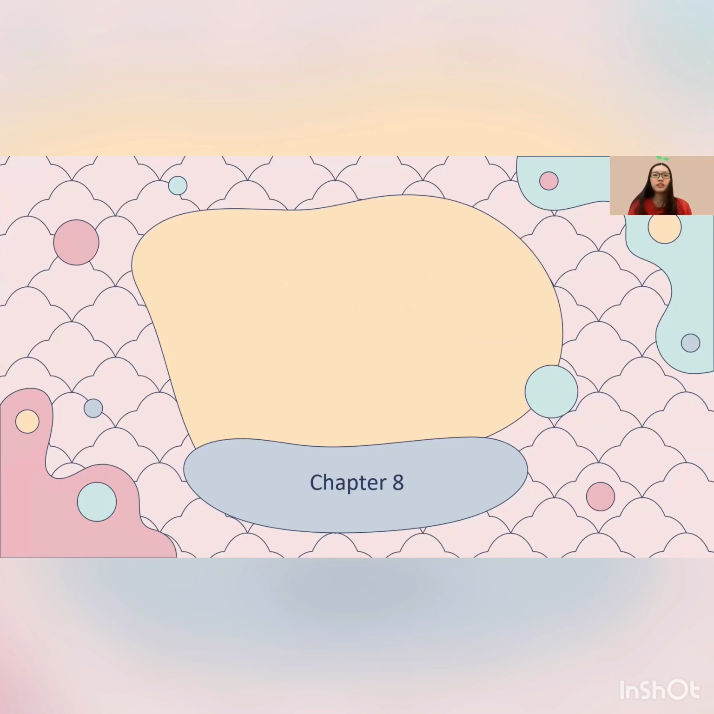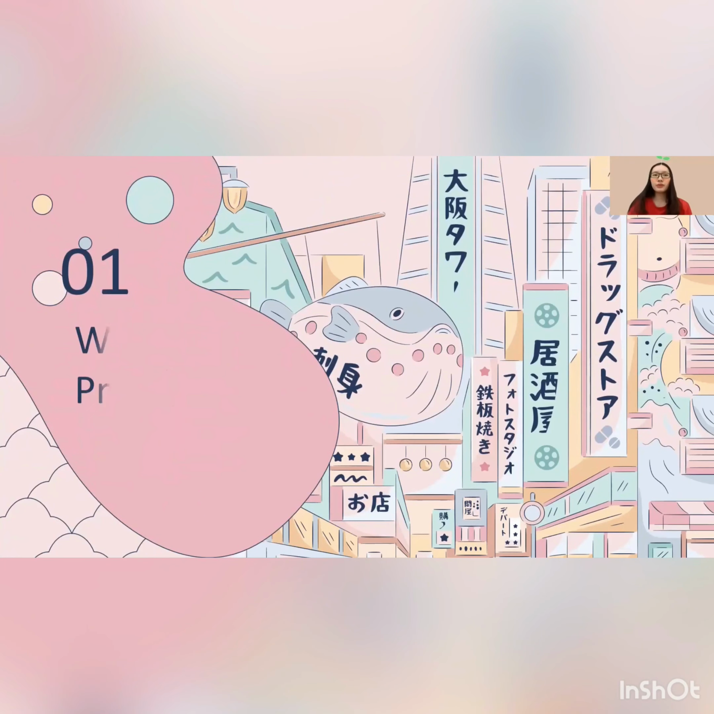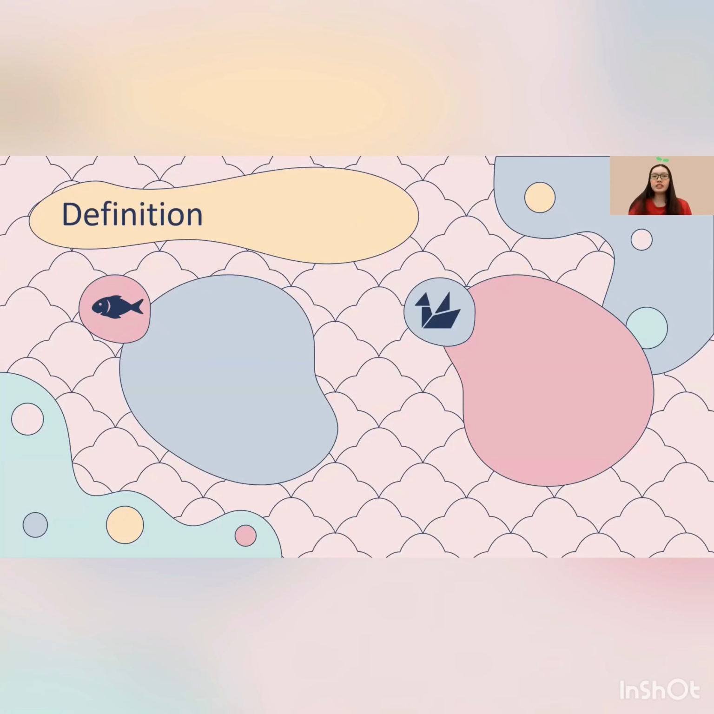Now we'll take a first look at Chapter 8, Products, Services, and Brands: Building Customer Value. So first we will discuss what a product is. We have two definitions.